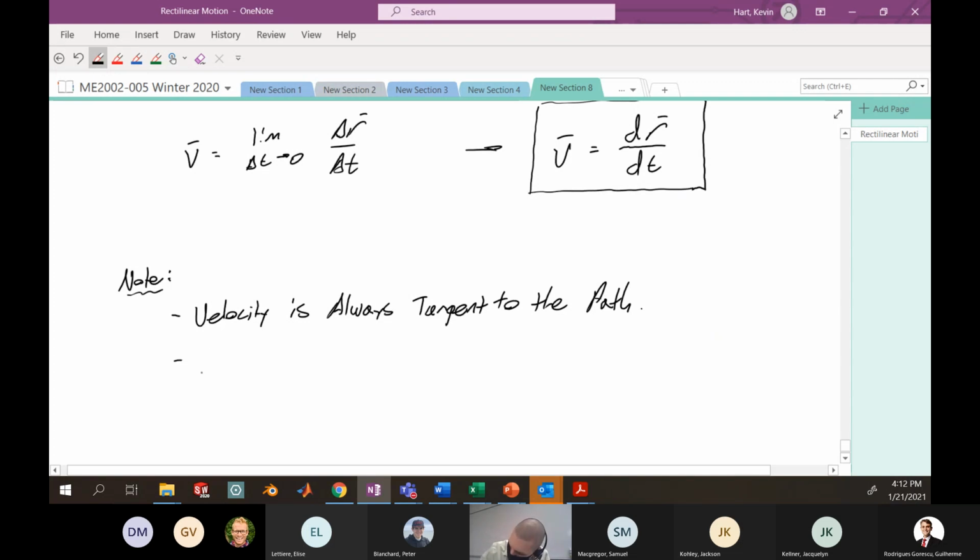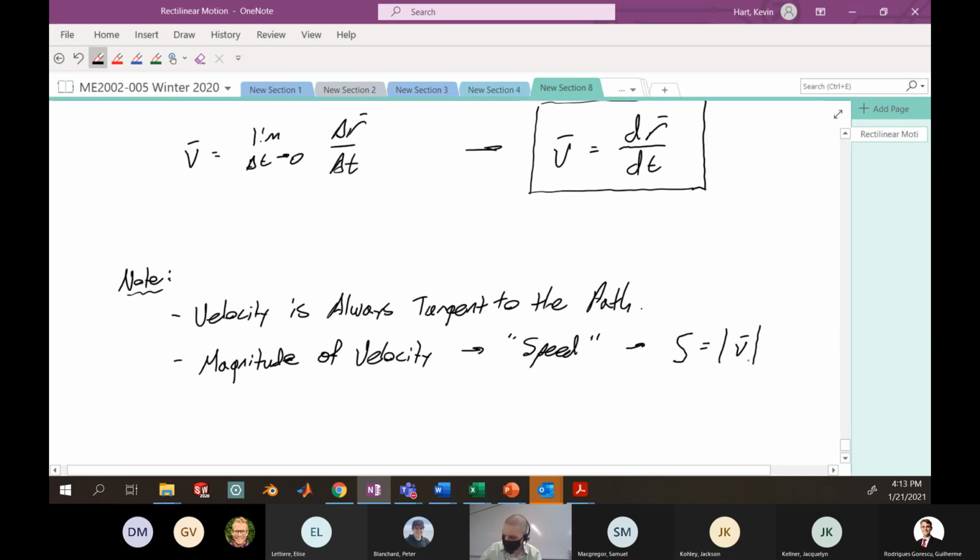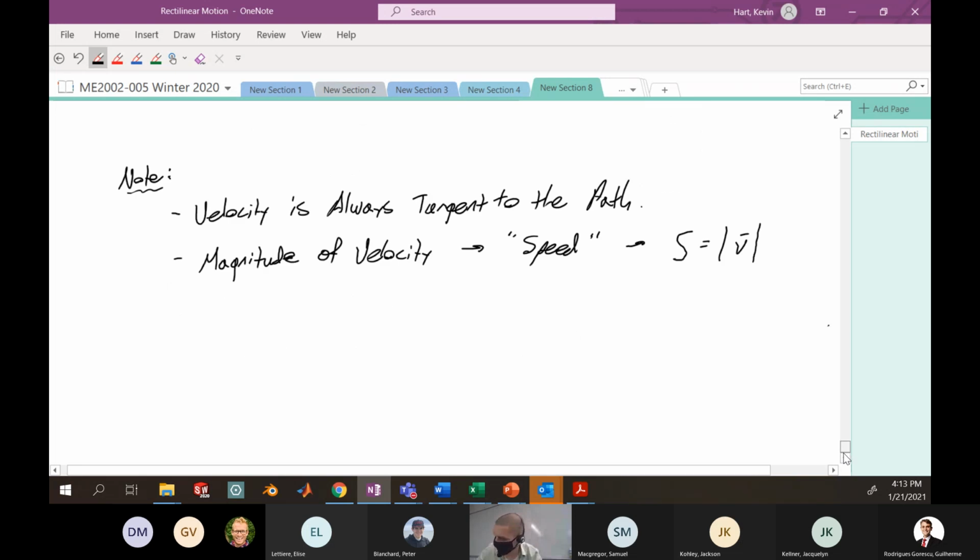And another thing that we'll say is the magnitude of the velocity is the speed. We talked about this in 1D, but I just want to hammer this home again. It's usually given with the letter capital S, which is the magnitude of this velocity. We'll talk a little bit more about speed in the first example problem we do here. So that's your velocity. You can do a very similar thing for acceleration.